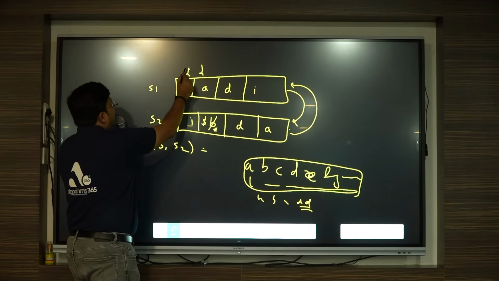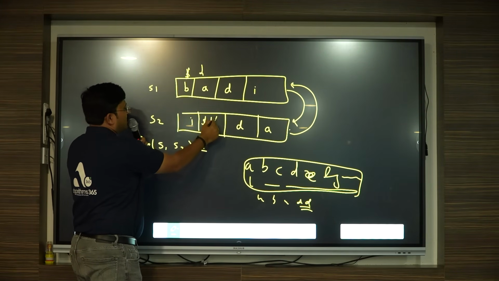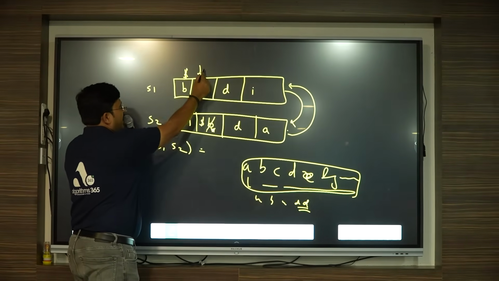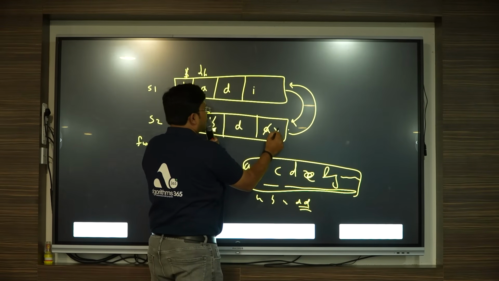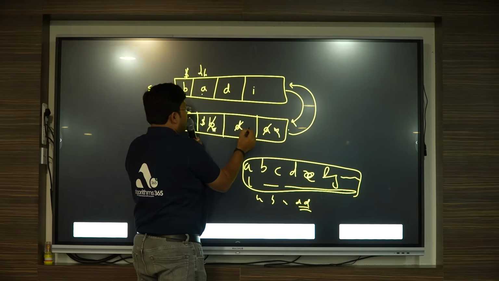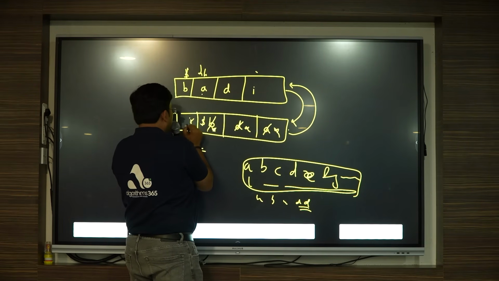So read the first character and search for it in the second string, and wherever you find it, you scratch it or replace it with a star. Read the second character, which is A, then find A here and replace that with another star. Then D, search for D, then replace this with another star. Then search I, then replace it with another star.